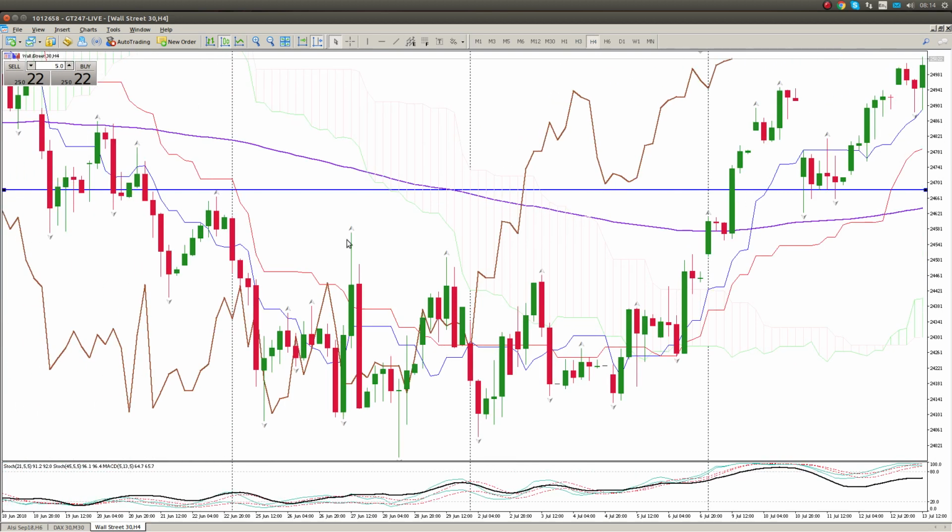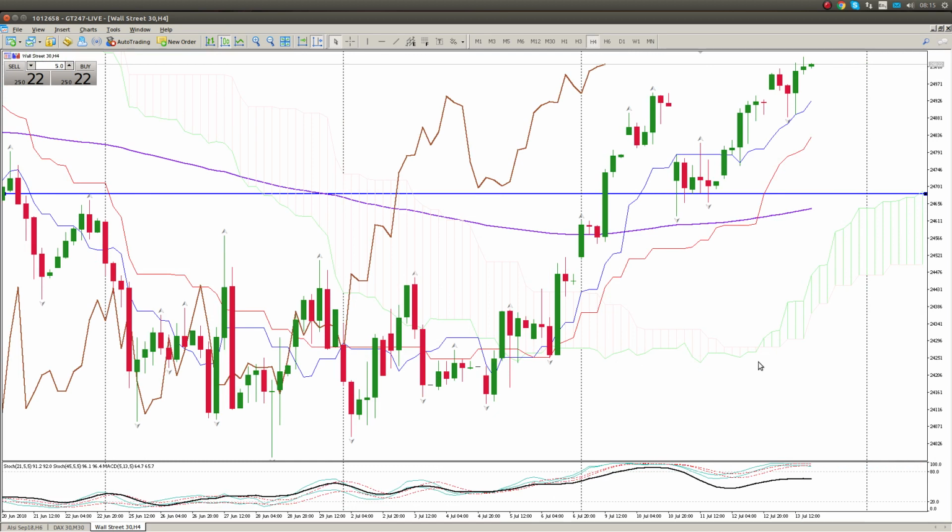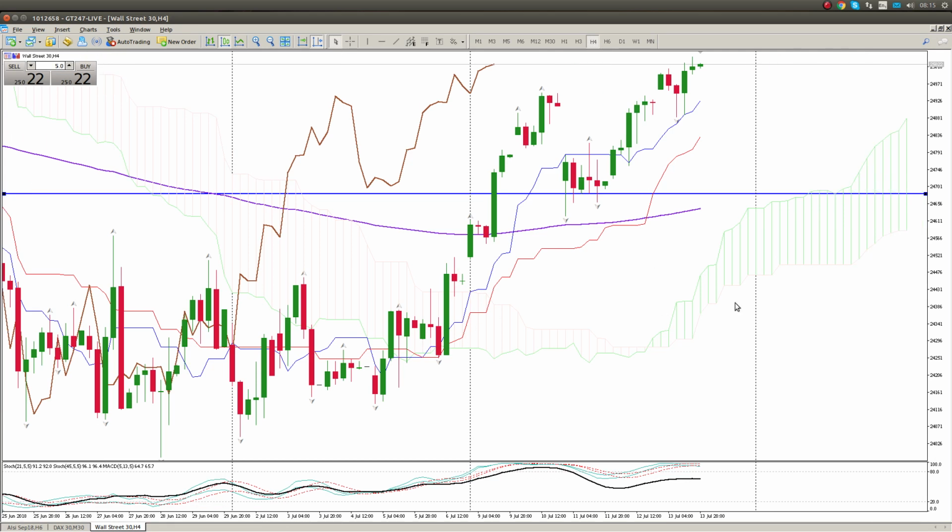So, often when we're below the cloud and we keep coming up to test the cloud like this, we're consolidating. When Kijunsen and Tenkansen are running flat, we're consolidating. When the cloud is running flat, we're consolidating. And then often we break through the cloud, and all of a sudden, everything points to the upside, and we start accelerating away. See how the cloud points to the upside, Tenkansen, Kijunsen point to the upside, indicating strong uptrend.